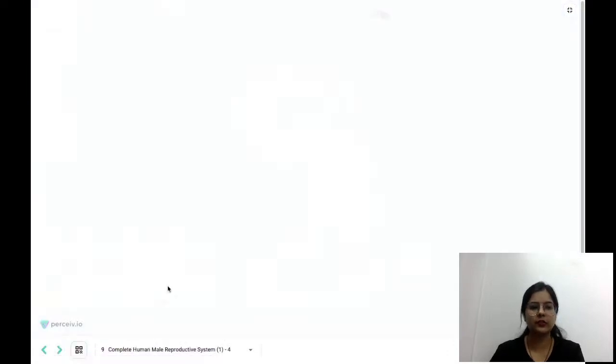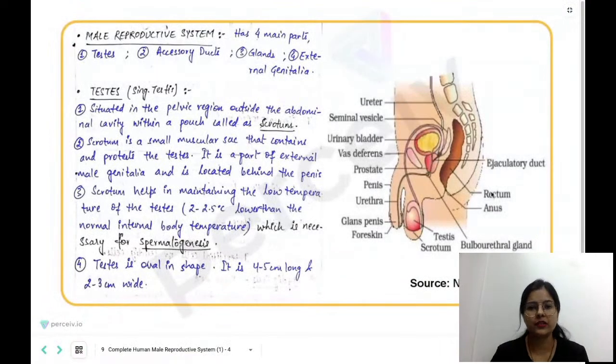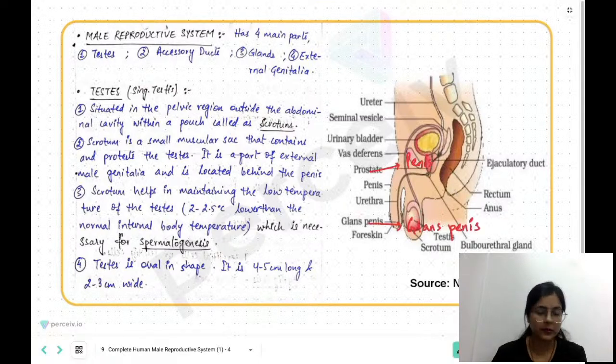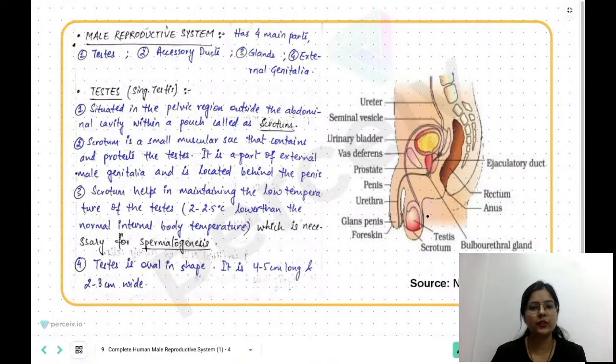Now let us just take a look at the next component. So this is the source that has been taken from the NCERT, all right. And as you can see over here, the testis is primarily located in your lower abdominal region. So if I just remove this part, yeah. So if you look into the location of the testis, you can see that it is primarily located outside the abdominal cavity, and that too in a pouch-like structure, which is called the scrotum. All right. And the reason for its localization inside the scrotum is that the scrotum actually helps in maintaining the low temperature in the testis.